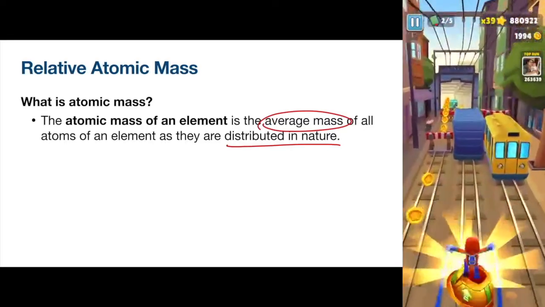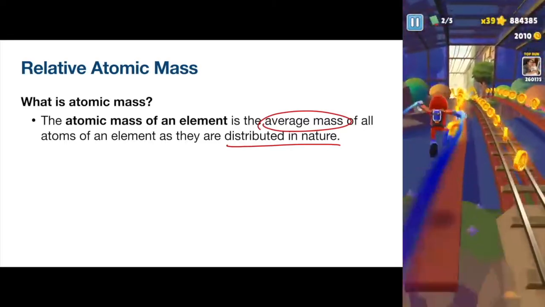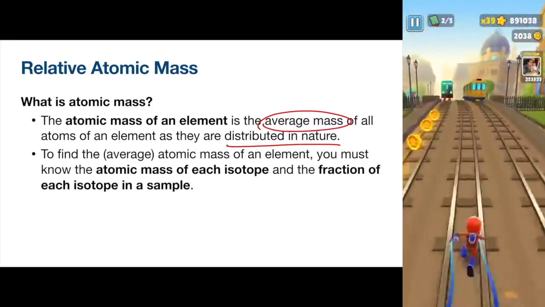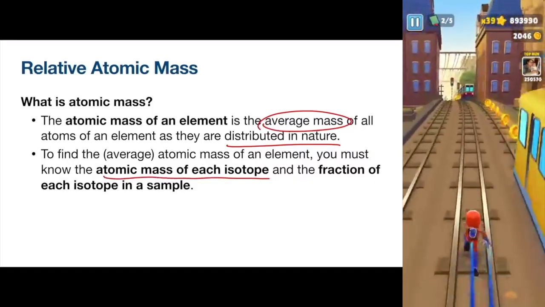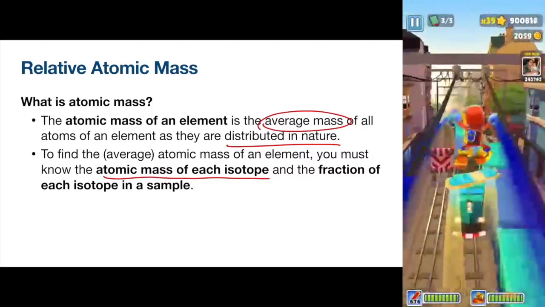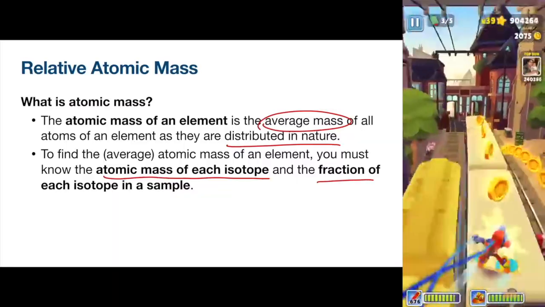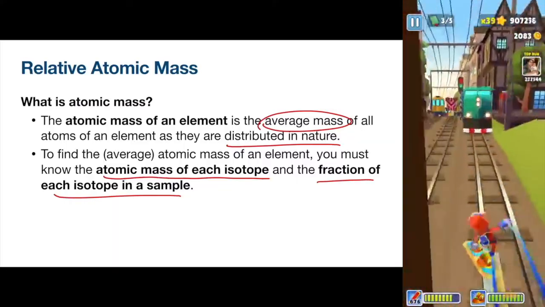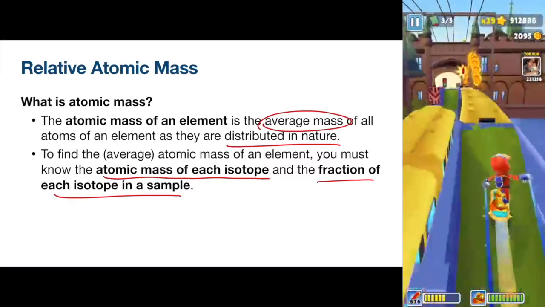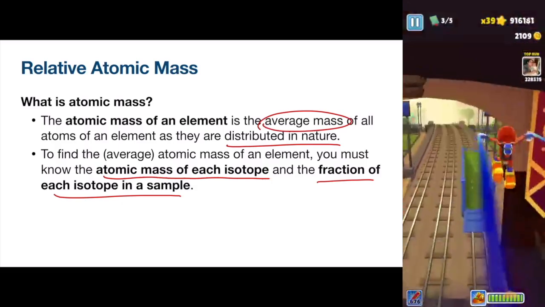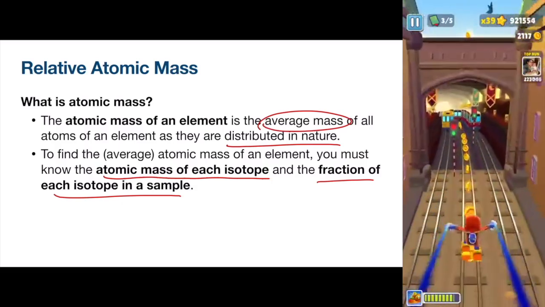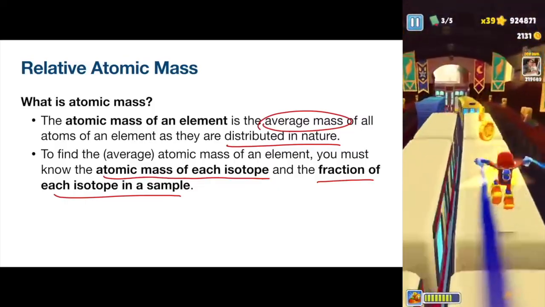To calculate the atomic mass of an element, we need two pieces of information. First, you must know the atomic mass of each isotope. And second, you must know the fraction or percentage abundance of each isotope in the sample. We also have to take note that atomic mass is always measured relative to carbon-12. Again, that is our standard, which is defined to have a mass of 12 atomic mass units.